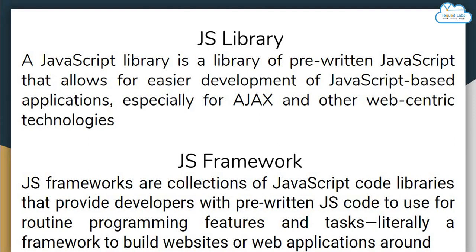Now a simple difference which we can find using these definitions is: a JavaScript library is a collection of pre-written JavaScript code, but a JavaScript framework is a collection of libraries itself. A library can be one or two, right? But a framework, for example the BootStrap framework, consists of hundreds of JavaScript libraries, right? So I can tell you, a JavaScript framework is a superset of a JavaScript library. There is a collection of libraries, and this collection of libraries can be called a framework, right? This is a major difference between a JavaScript library and a JavaScript framework.